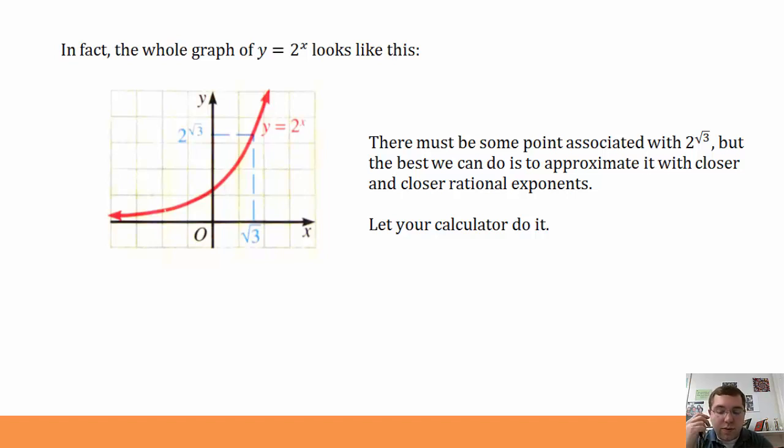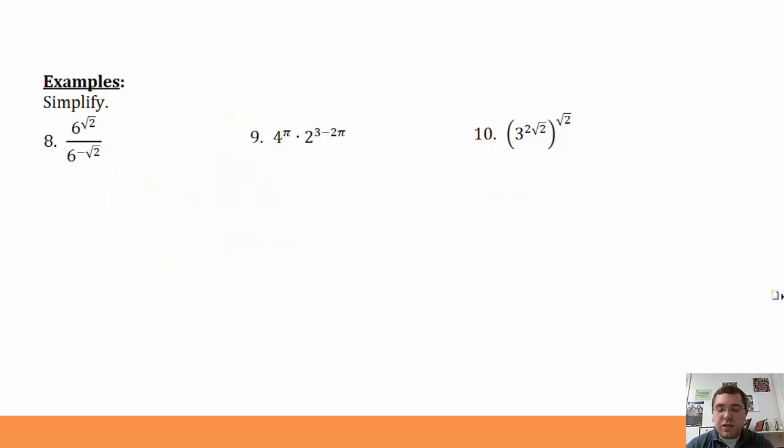But the best we can do is to approximate that point with closer and closer rational exponents. Fortunately, this can do it for us. So 2 to the radical 3 power, it tells me 3.321997085. Well, what it's doing is approximating it with rational numbers that are really, really close to radical 3. So what we've essentially done is established that it is theoretically possible to take irrational powers. So that means we can work with them. So let's simplify these expressions.